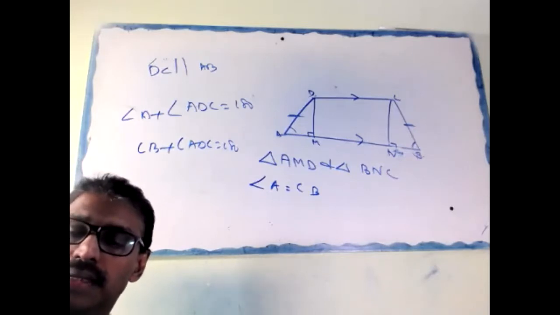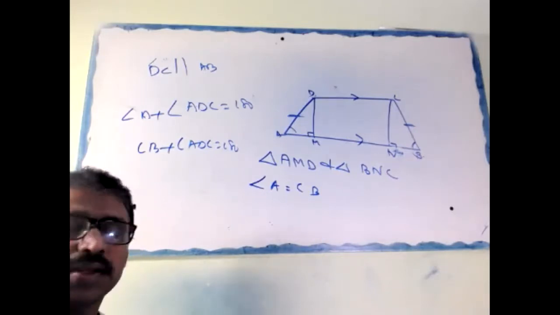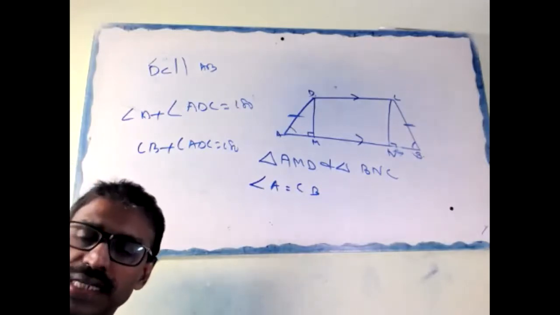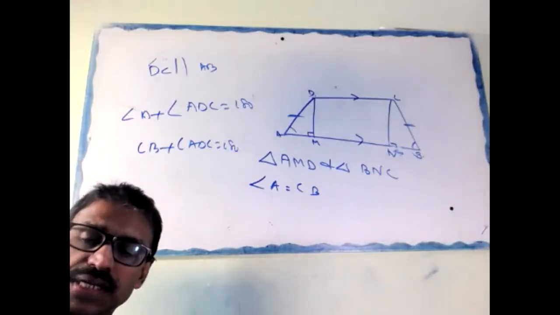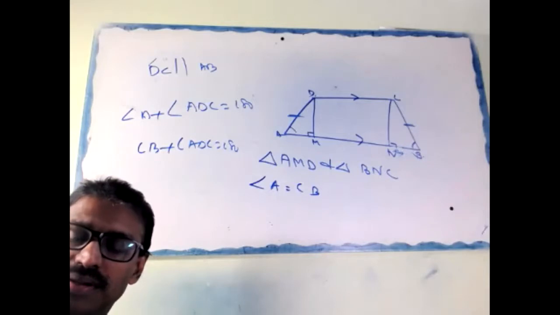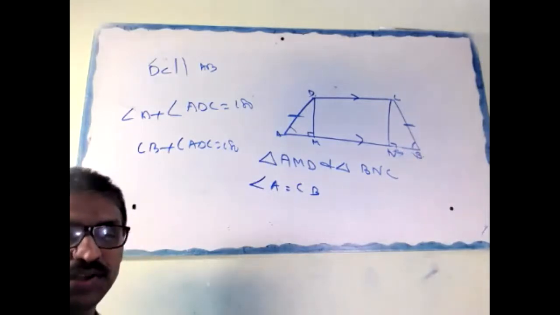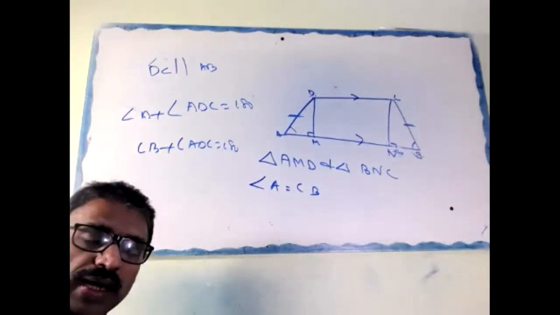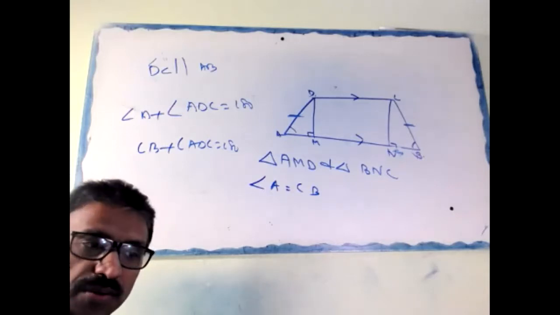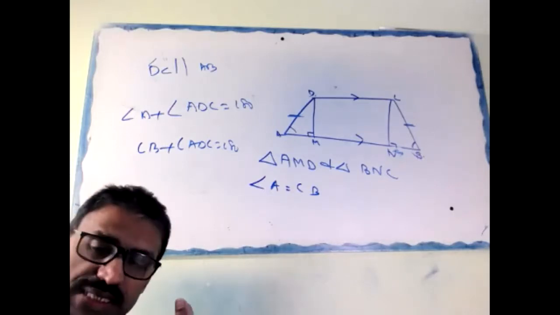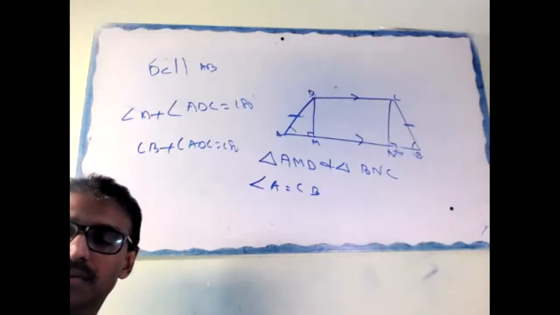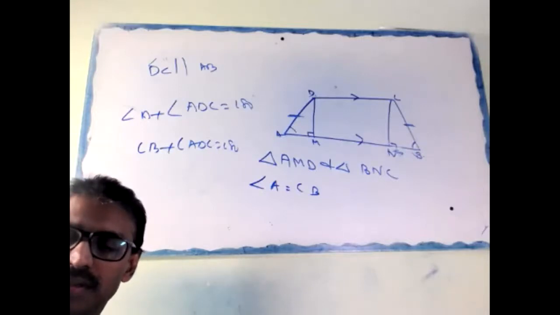My dear Sri Kumaran, DM and CN, distance between the parallel lines. Is it correct or no? What is the meaning of parallel lines? Parallel lines means everywhere the distance is equal. Correct or no? Right?